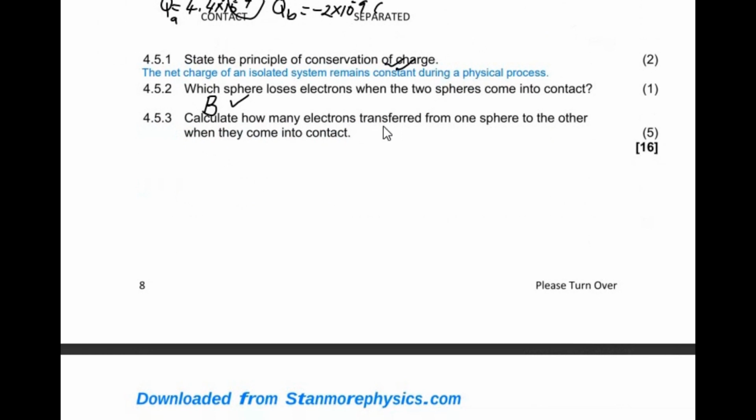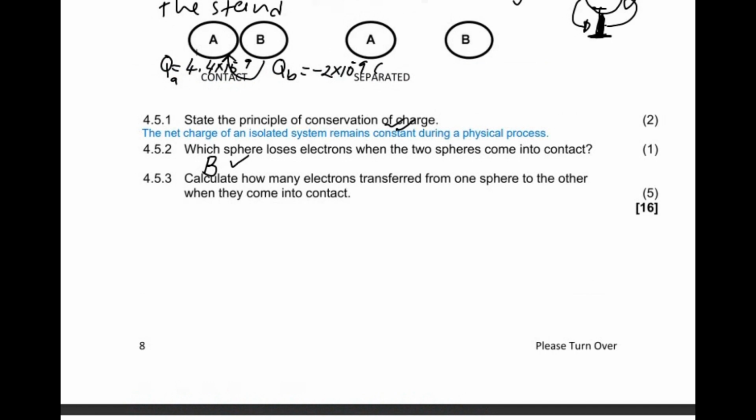Calculate how many electrons are transferred from one sphere to the other when they come into contact. So you need to find how many electrons are transferred. To do this, we first need to figure out what the charge is after touching. What is the charge here on sphere A after touching?